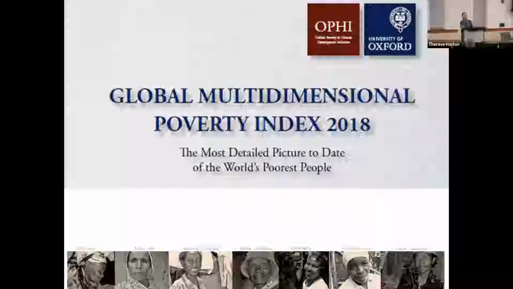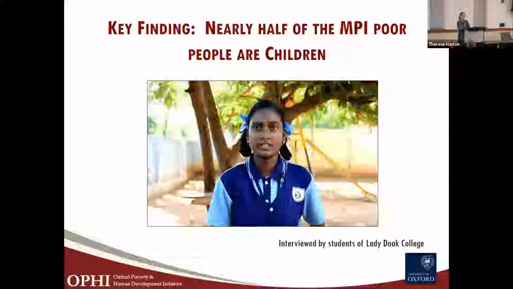Each year, when we launch our work on the Global Multidimensional Poverty Index, we try to ground it by talking with some people who are poor by this definition of poverty. But this year we did something different, and we asked students from the Lady Doak College in Madurai, southern India, if they would do that with us. And so I think I will start by giving the case of Amuda.